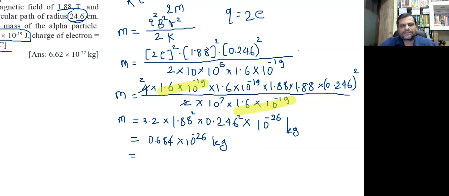Okay, and this can also be written as 6.84 into 10 raised to minus 27. Okay, which is there already in the answer. तो ये हमारा आंसर है। 6.62 आ रहा है उनका, हमारा 6.84 आ रहा है, तो इट्स ओके, कैन कंसीडर. जस्ट टेक द नेक्स्ट वन.